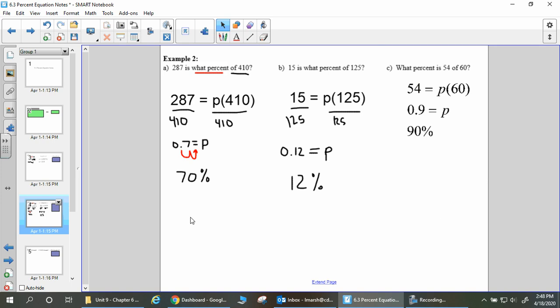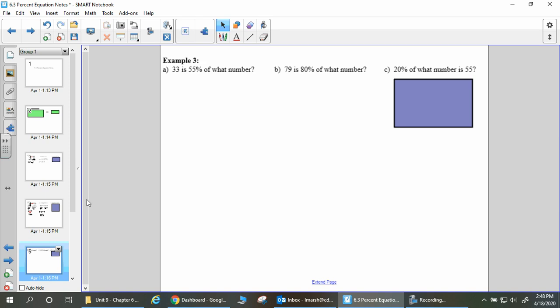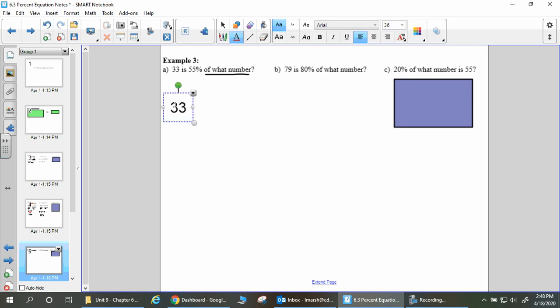So we found our part, we have found our percent. And so that means we are finding our whole value. And again, of what number, right? We're always using that of to help us identify that. So 33 is, again, change that percent. So move that decimal 2 places forward would be 0.55 of what number?